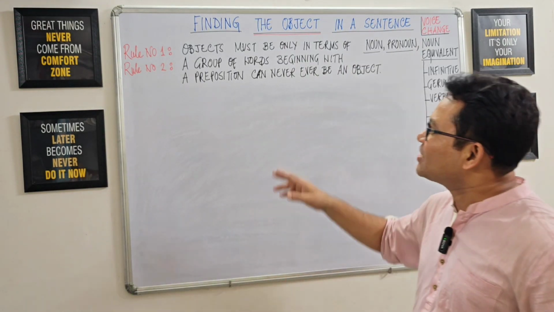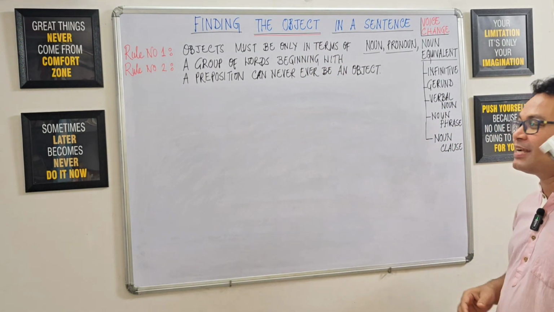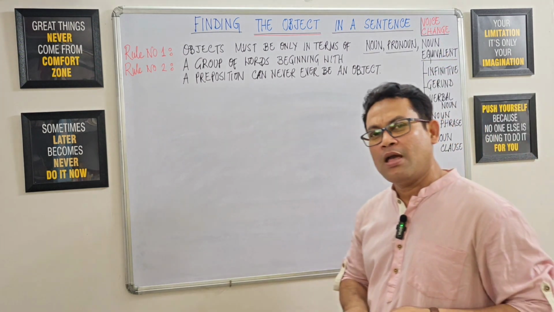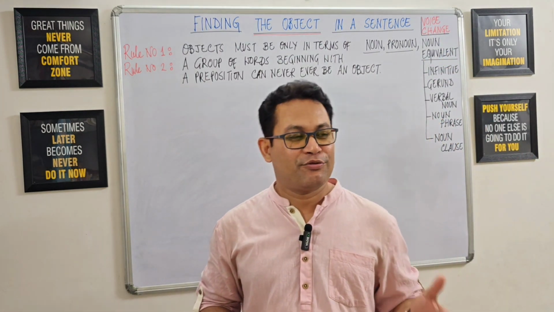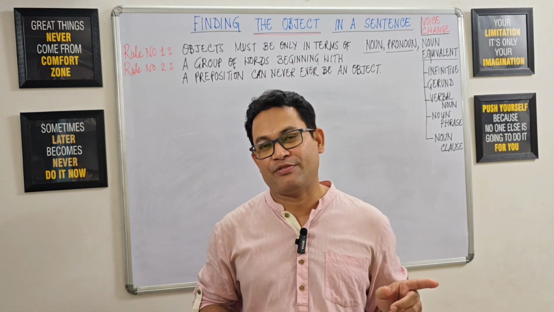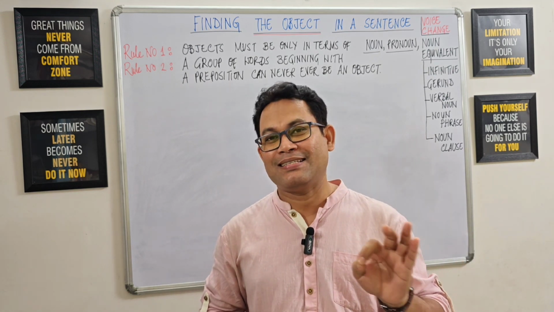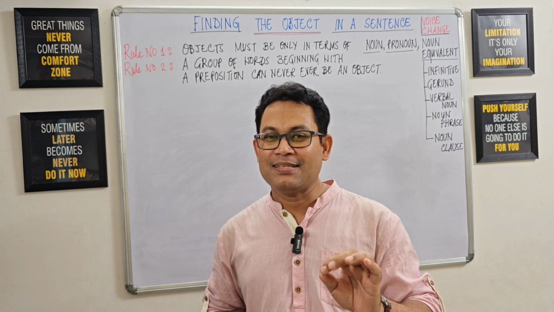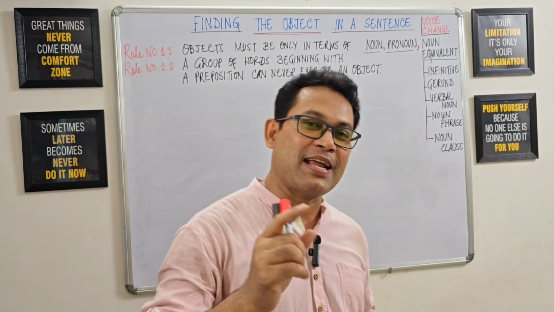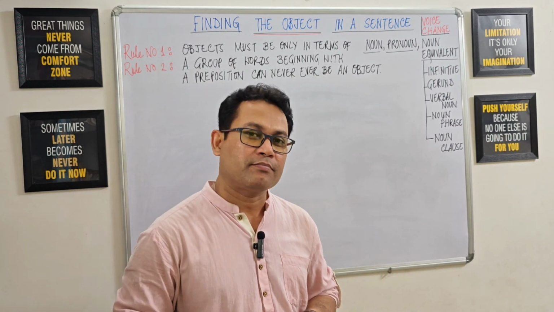Now today's video content is finding the object in a sentence with regard to voice tense. So when we convert a sentence from active voice to passive voice or even vice versa, first we have to understand or find out if the given sentence is in active or in passive. That is determining whether the sentence is in active or passive, step number one.